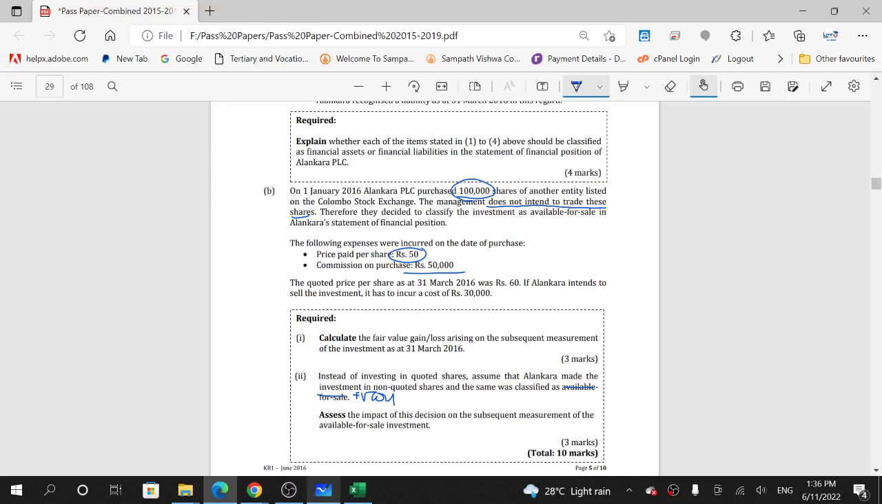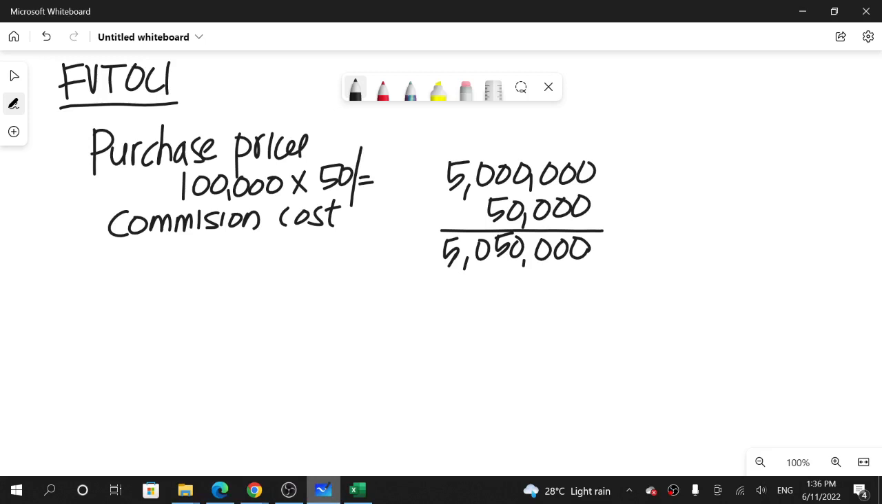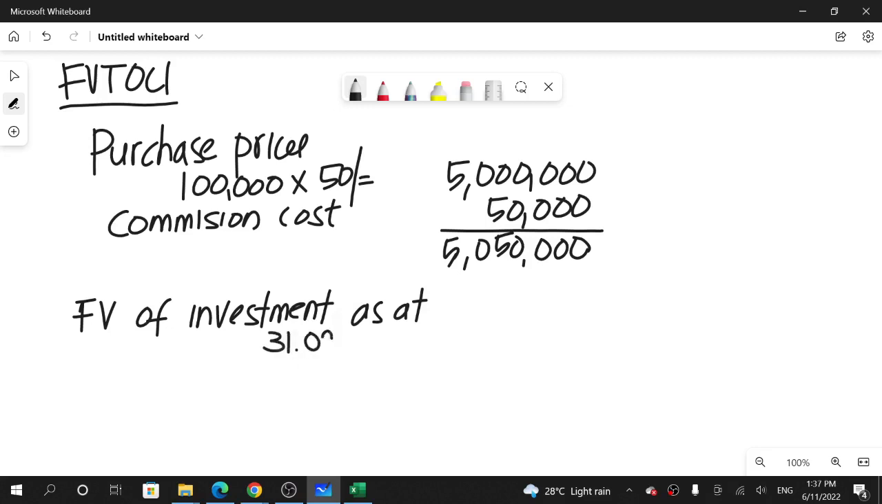Then the quoted price per share as at 31st March 2016 was 60. If Alankara intends to sell the investment, it has to incur 30,000. Here, we need the fair value of the investment at the end of the period, because subsequently you also measure that financial asset at fair value. So the fair value of the investment as at 31st March 2016 is 100,000 shares at 60 rupees per share, which is 6 million.